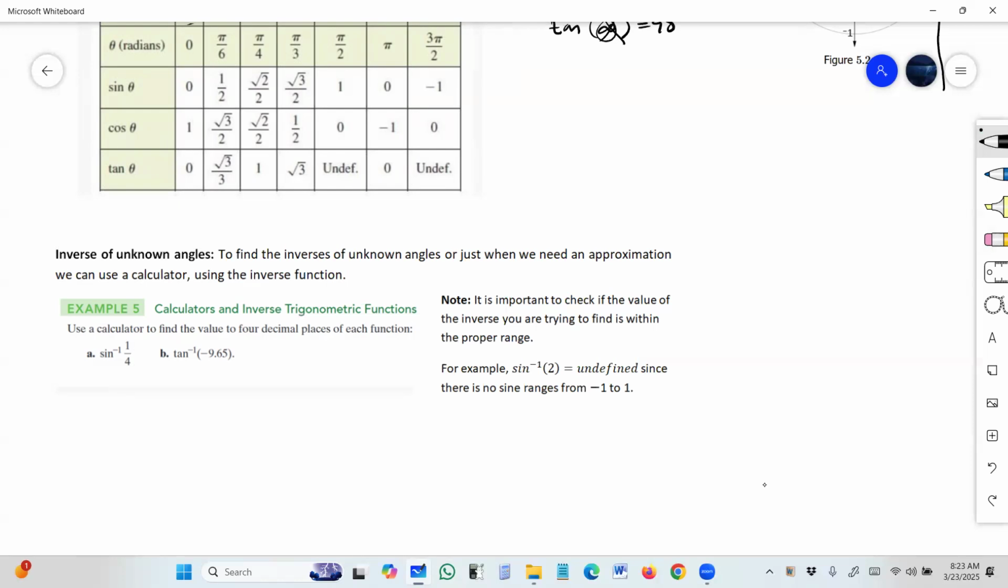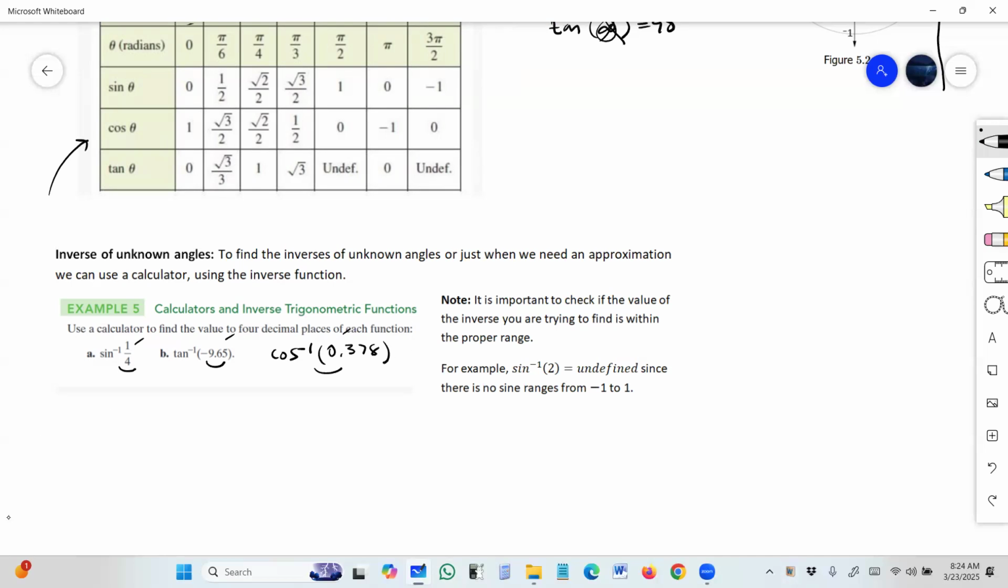Okay, so for example, let's do cosine inverse of, how about 0.378? I think I've used this number before. So I have three questions: sine inverse of 1/4, tangent inverse of minus 9.65, and cosine inverse of this. So these are not known angles, right? Like the ones we see here in the table. So for those, we'll use the calculator. So let's go to the calculator.